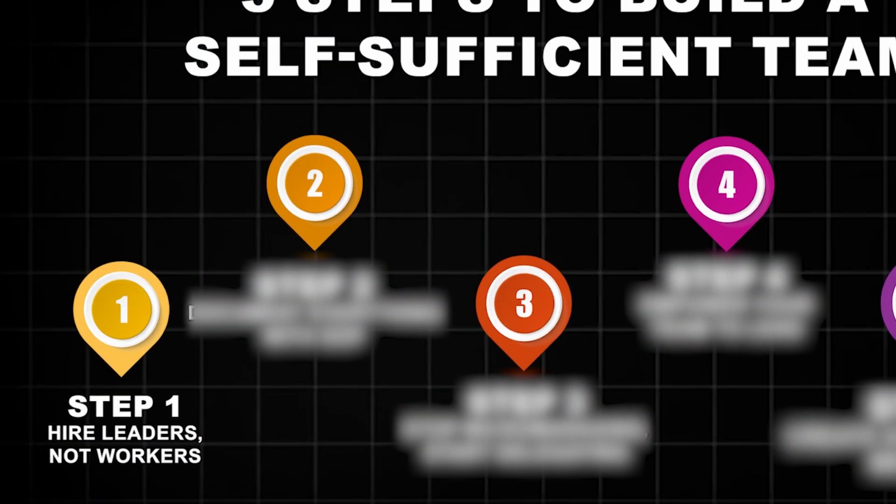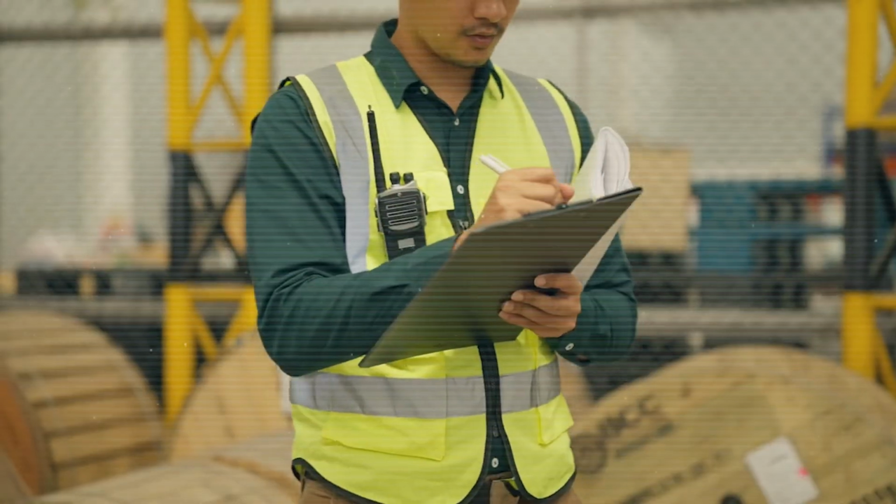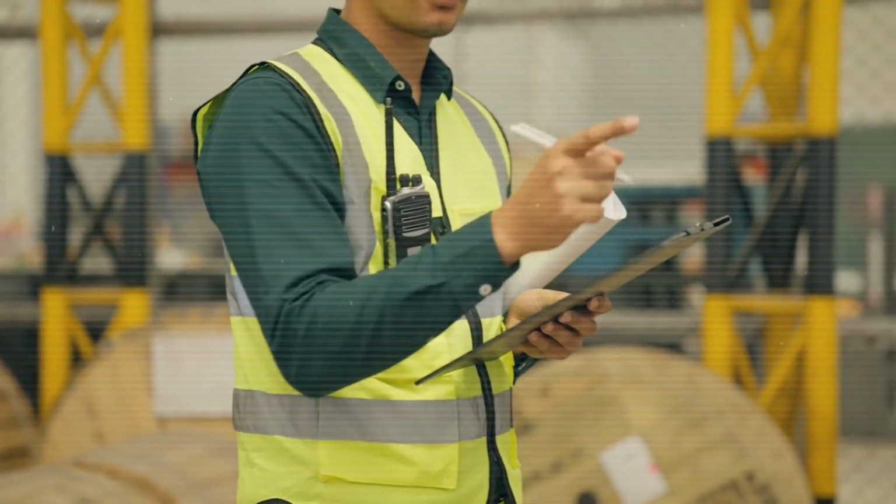The second thing you want to do is document everything with clear SOPs. SOPs stands for your standard operating procedures. If you find that your team is constantly asking you basic questions, it's more than likely you haven't actually documented your processes clearly. So set aside time for creating your standard operating procedures.